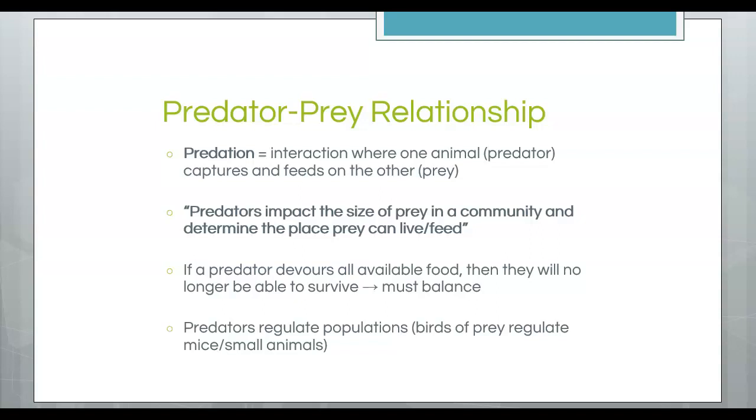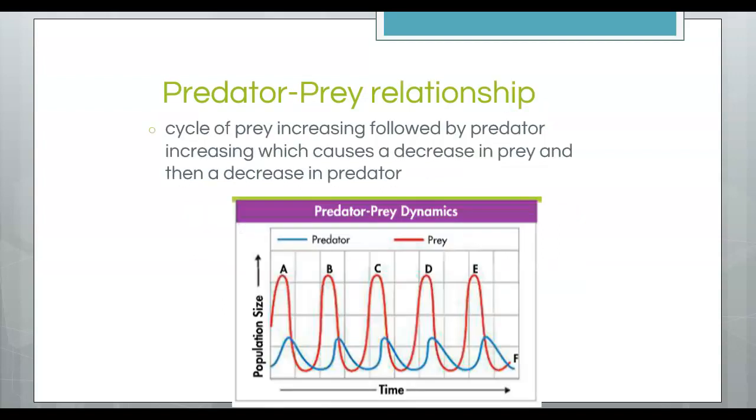And so predators will regulate the size of the populations that they feed on. This gives you an idea of the cycle of predator and prey dynamics. We see that the prey is always higher, but the prey increases, and then shortly after that, the predators increase. Whenever the predators increase, then the prey start to decrease, and then the predators start to decrease shortly after that. Then the prey increase again, then the predators increase, and then they decrease. They're very closely related to one another.